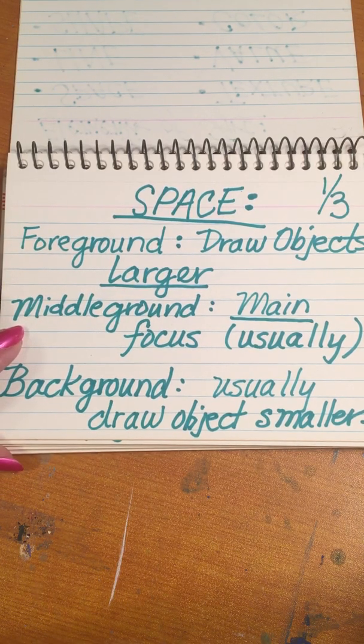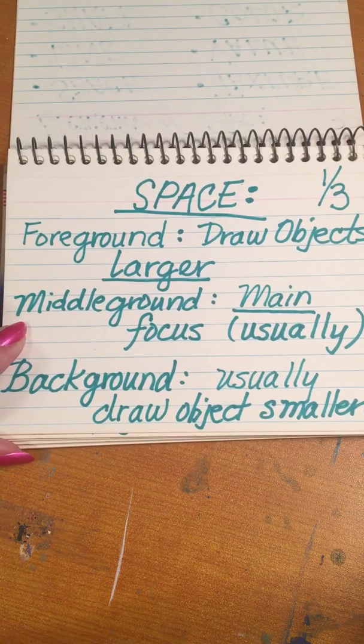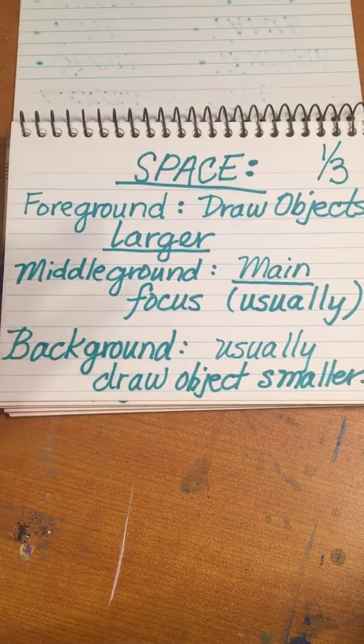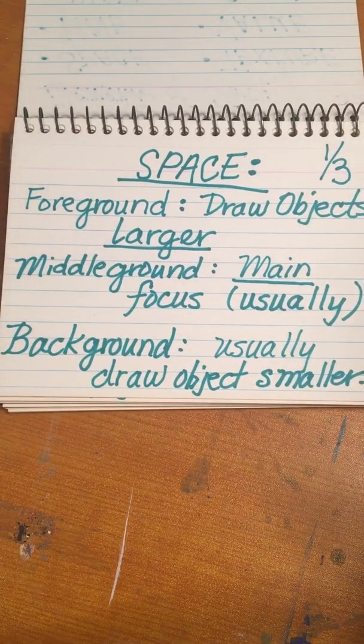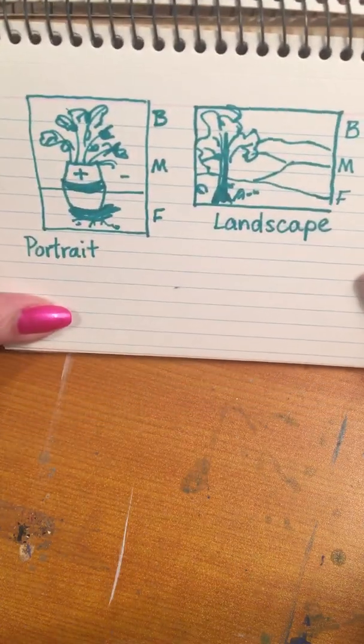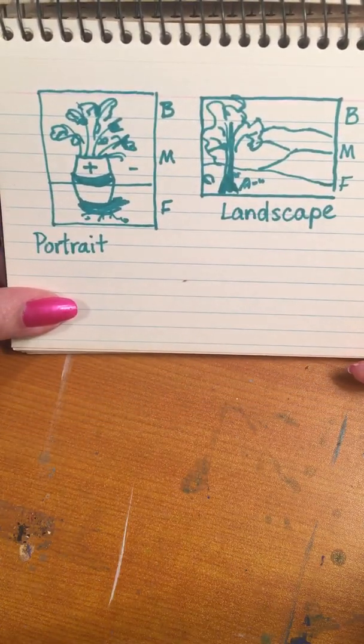Then you have the middle ground. This is usually your main focus. It is where your eye needs to go first and follow out from that area. And then we have the background. Usually you think of the background as the mountains or the sky, and you draw objects smaller in the background. So here are a few small illustrations to give you an idea.